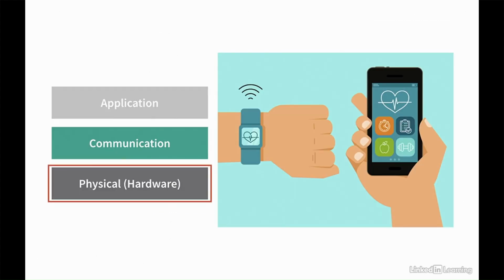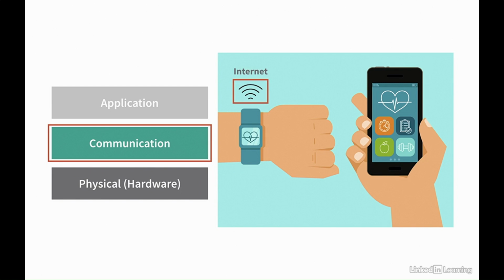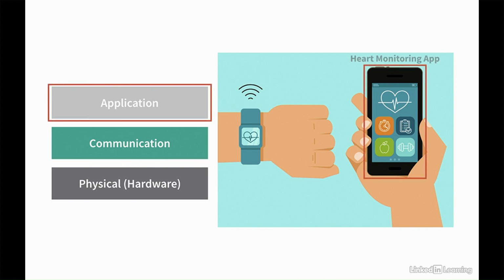On the physical layer, as a matter of fact, sometimes they are merged, as in this common example of an IoT system used in our daily lives. Here is a smartwatch monitoring heart rates. The physical layer includes the smartwatch and the smartphone device. The communication layer is the wireless internet connection, and the application layer is the app inside the phone. So the device itself is the physical layer, and the app inside the phone is the application layer.